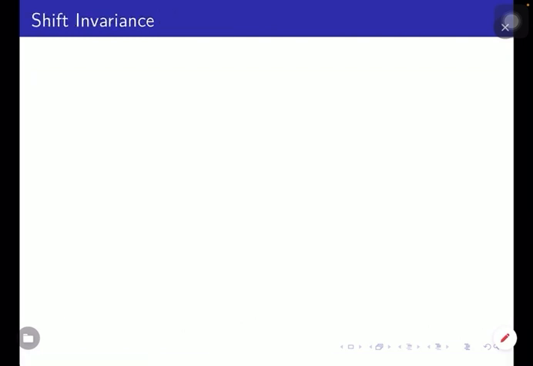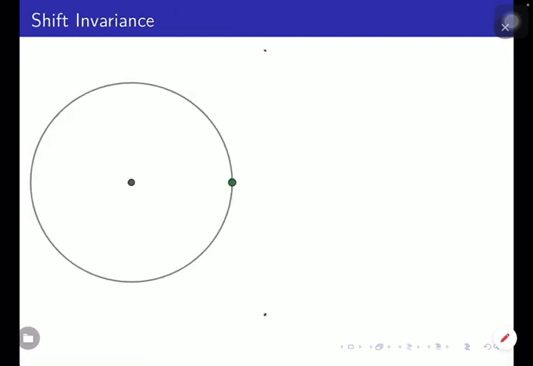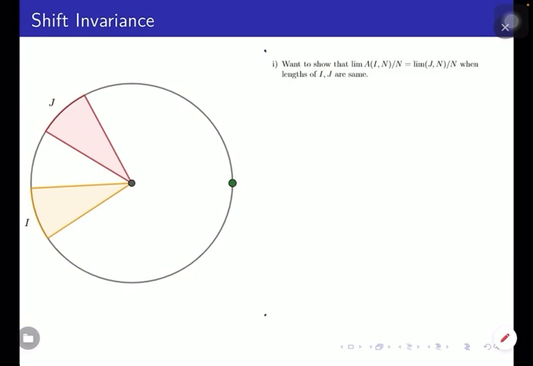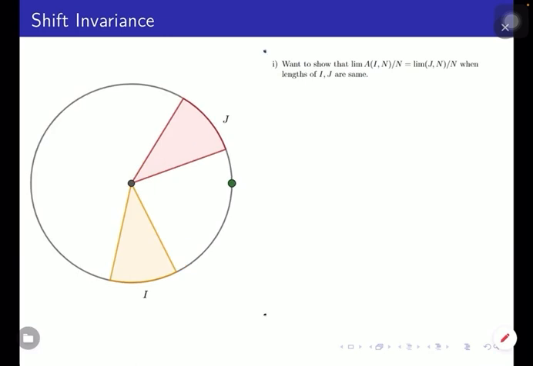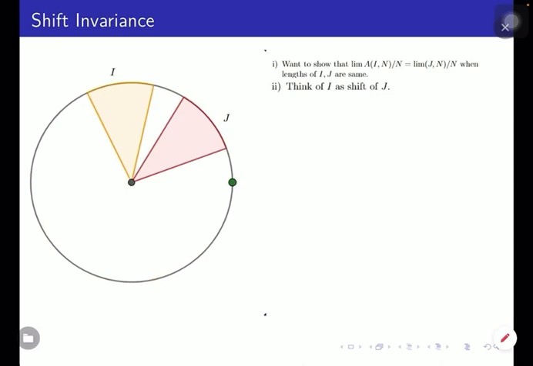Okay, so we want to show that if we have a circle and 2 intervals on it, then the proportion of points in them is the same. These can be any 2 intervals as long as they have the same length. They can overlap as well. But for now, let's just fix J to be this interval. Another thing we'll do is think of I as a shift of the interval J. Arbitrary shifts of J are hard to think about, so let's pick a convenient shift. So first suppose that I is a shift of the interval J by 1 radian, by which I mean that these 2 points differ by 1 radian.